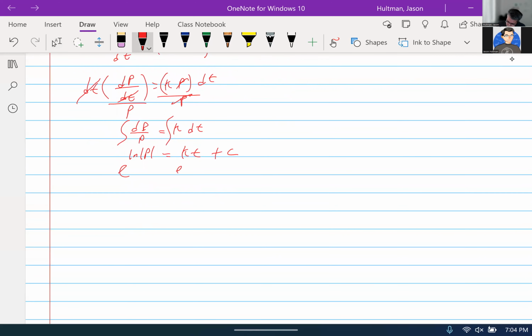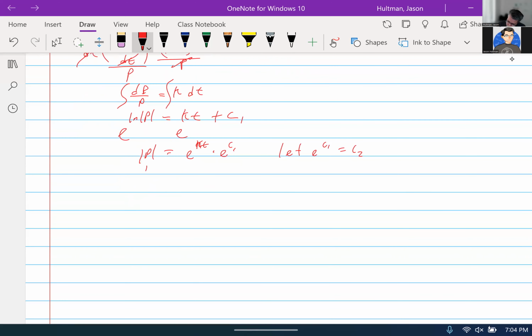We're going to exponentiate both sides, and we'll call that c1. We get the absolute value of P is equal to e to the kt times e to the c1, and we'll let e to the c1 equal c2. So the absolute value of P is equal to c2 times e to the kt.